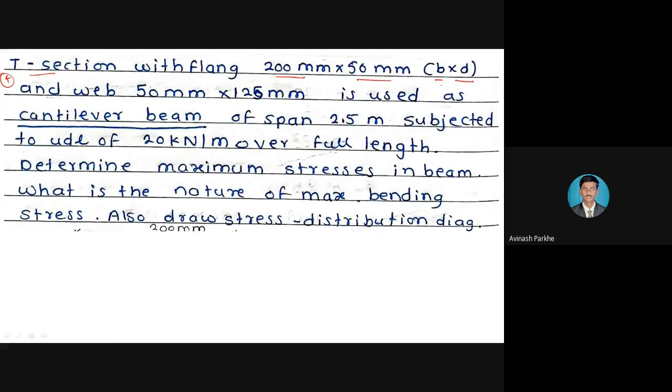These are the dimensions of the top flange, because the T section has only an upper flange, it does not have a bottom flange. If an inverted T is given, then that flange will come to the bottom side. But if the simple T section is there, the flange is at the top side and its dimensions are given, that is the flange of 200 mm by 50 mm and web 50 mm by 125 mm. The web dimensions are also given. Its horizontal distance is 50 mm and vertical distance is given as 125.